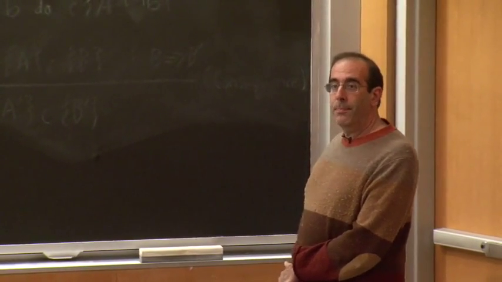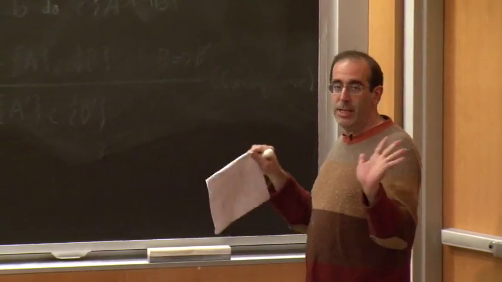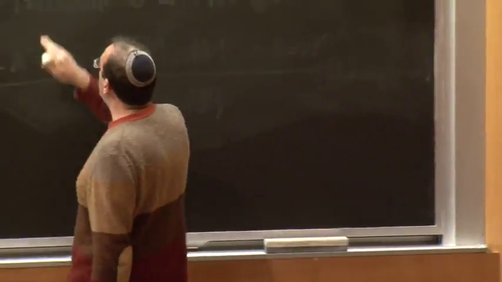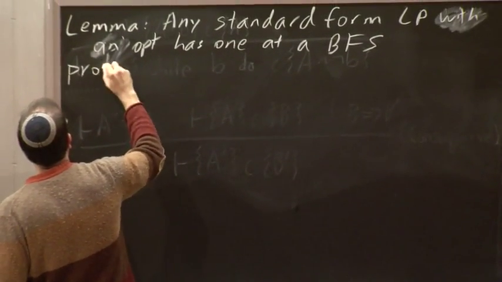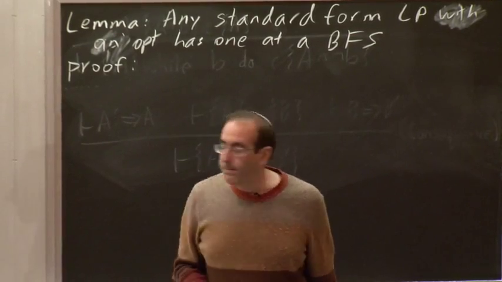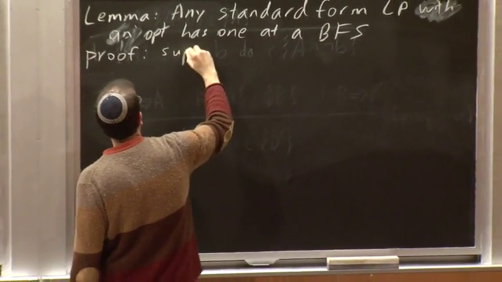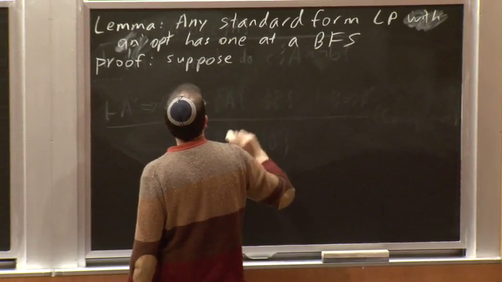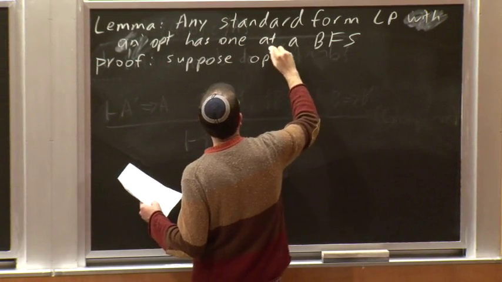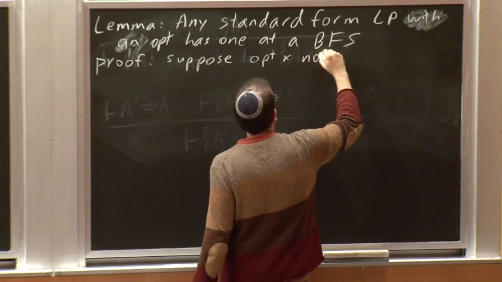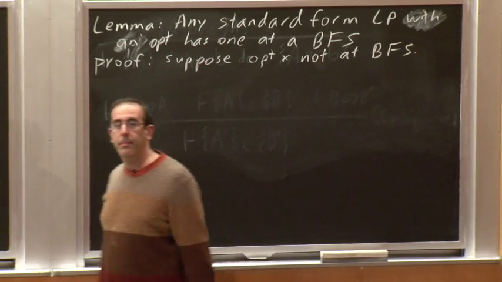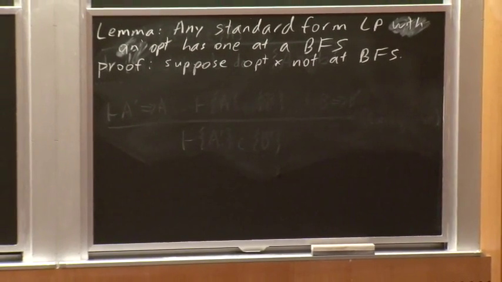The statement clear? Right, saying you only have to look at basic feasible solutions for your optima. So how do we prove it? Well, the usual proof by contradiction. So suppose we have an x that is optimum, and it is not a basic feasible solution. And let's see where that takes us.